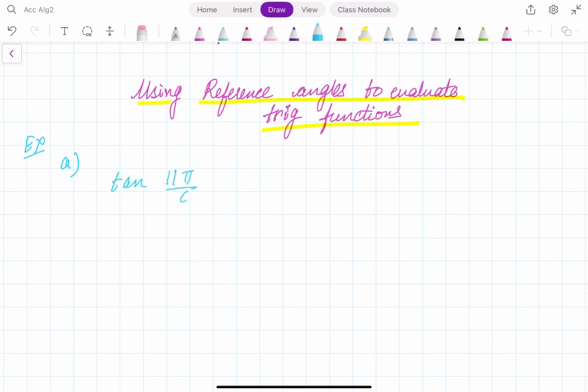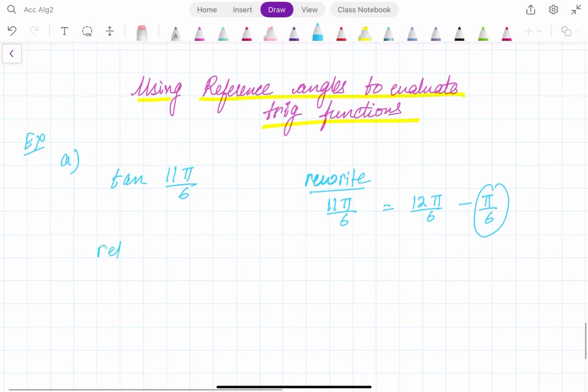So tangent 11 pi over 6. Can I rewrite 11 pi over 6 as a fraction? 11 pi over 6 will be 12 pi over 6 minus pi over 6, because 12 pi over 6 will give you 2 pi, which is a complete circle. So pi over 6 is nothing but your reference angle.